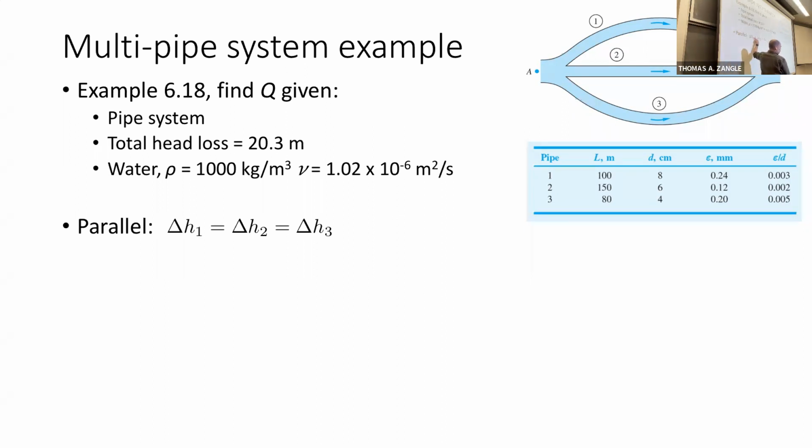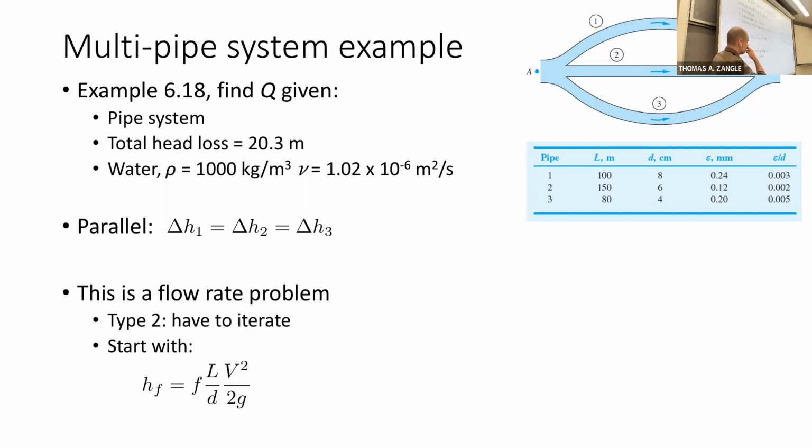So these pipes are in parallel. That means that the head drop across each one of those pipes is going to be the same. Think of head here as representing pressure. So the pressure drop across each one of those pipes is the same, because they're all connected to the same points, A and B. The difference in pressure across all of those pipes has to be the same. And then the total flow rate is going to be the sum of the flow rates through all three pipes.